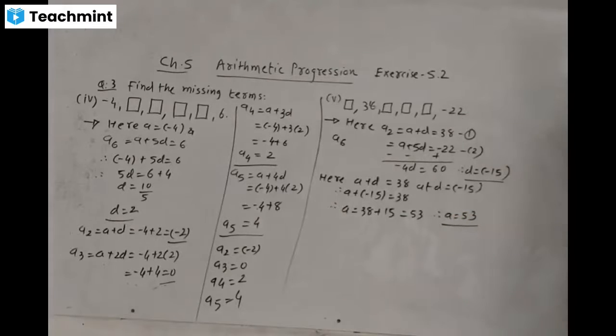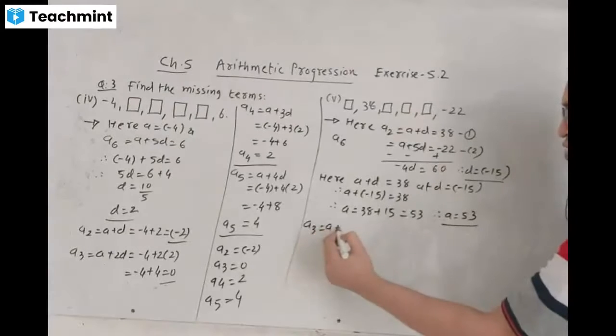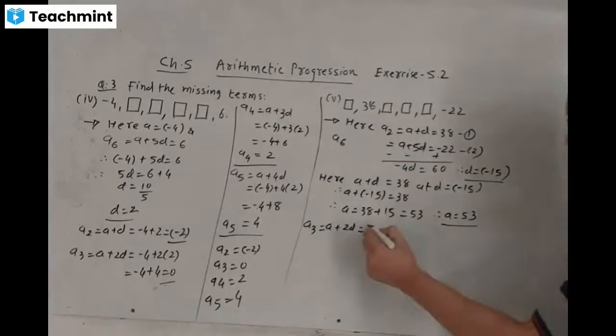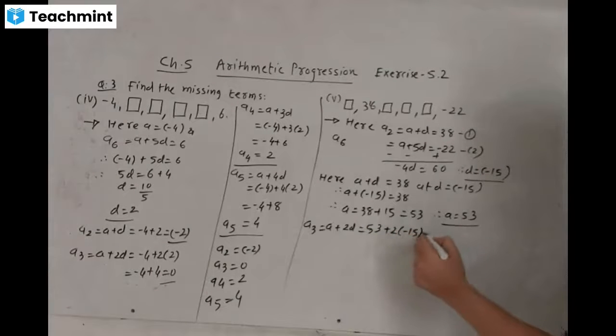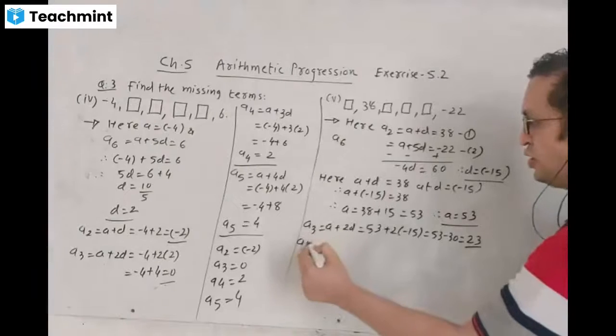Okay, the first term. Find out the third term. Third term is a3. a3 means a plus 2d. What is a? a is equal to 53 plus 2 into minus 15. 53 minus 30, that is 23. Similarly, a4. a4 means a plus 3d.